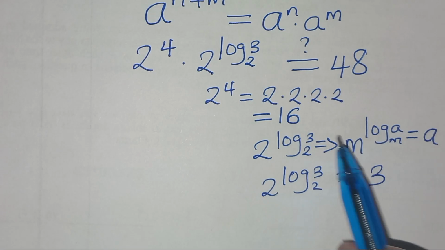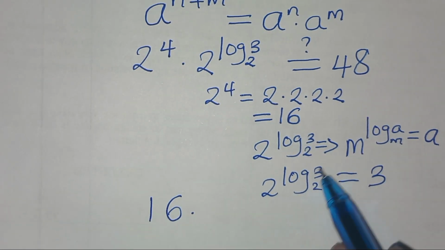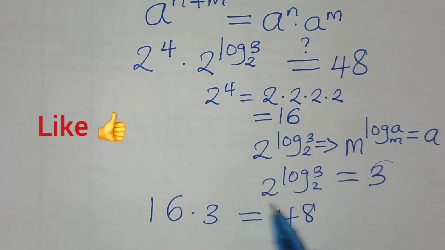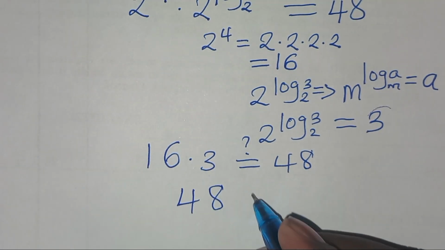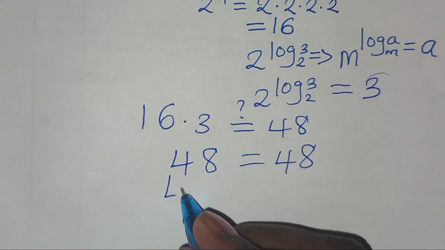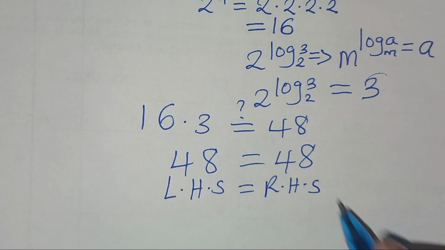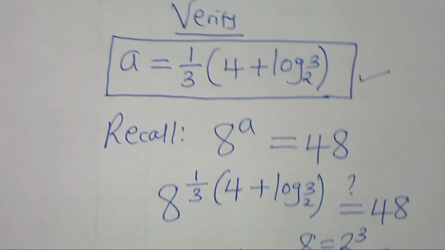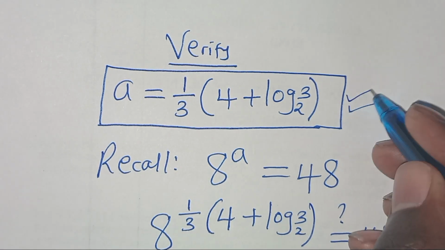So substituting now, we have 16 multiplied by 2 to the power log 3 to base 2, which is 3. This is supposed to give us a value of 48. 16 times 3 is 48, which is equal to 48. And this implies that the left hand side is equal to the right hand side. And that means that the value of a, which is equal to a third into the parentheses 4 plus log 3 to base 2, actually satisfies the equation.